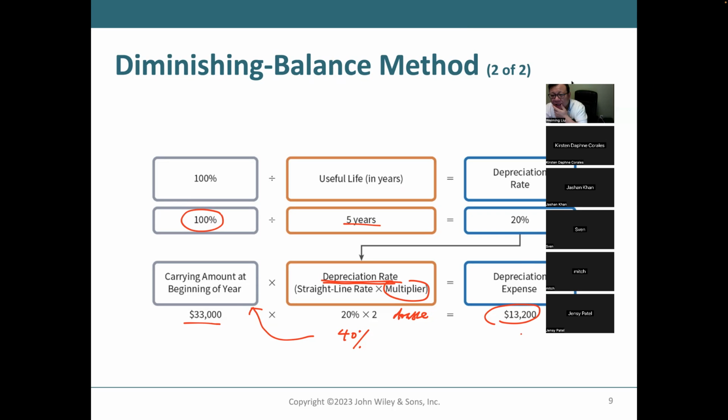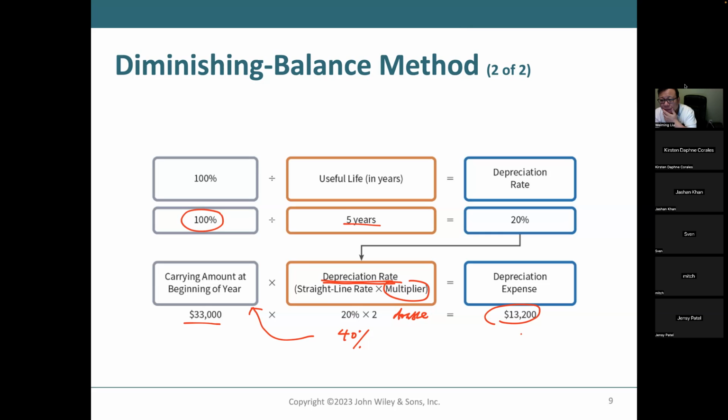Okay. Does anyone have any question? How do we get the 2? So they will tell you the multiplier. In the question, they will say use double diminishing balance. If you see the word double, then that means the multiplier is 2.